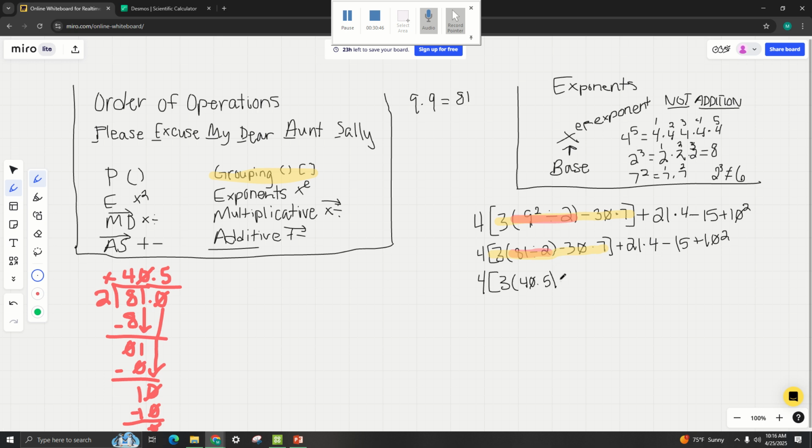40.5, and then I subtract 30. Oh, that is a very straight parenthesis. There we go. Minus 30. Multiply by 7. I can close my square bracket. And now I can add 21. Multiply 4. Subtract 15. And add, I just noticed that 10 squared up there looks like 102. Let me make that a little bit more clear. 10 squared, there we go. Now I add my 10 squared down here. I'll make that very clear. There we go, not 102, 10 squared.